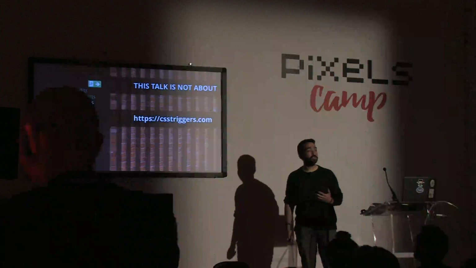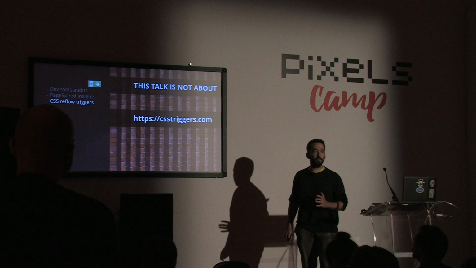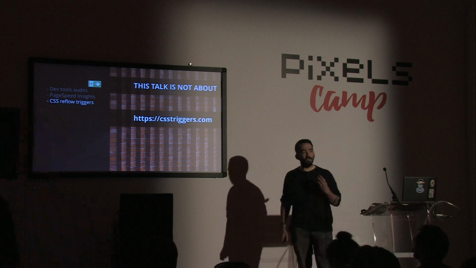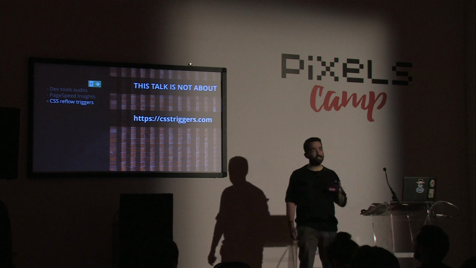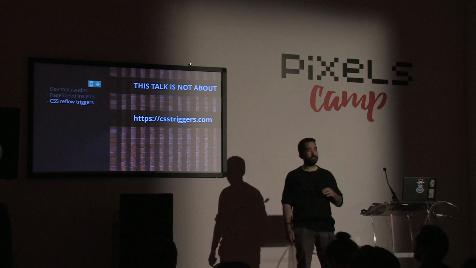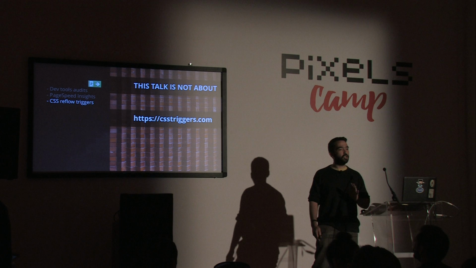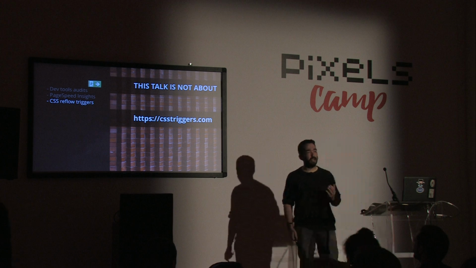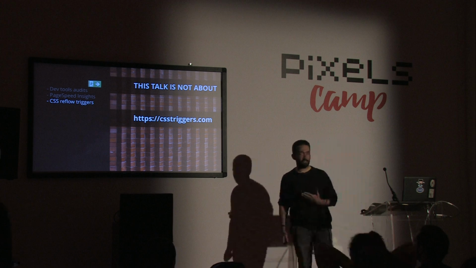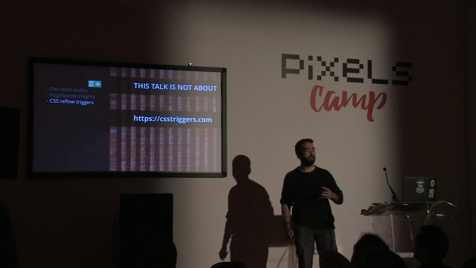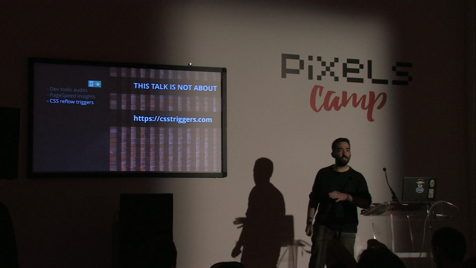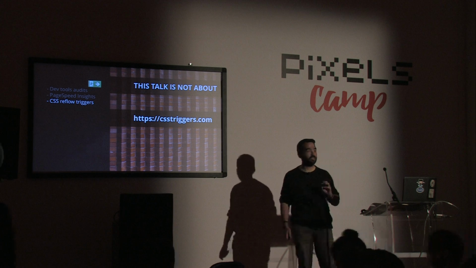And this talk is also not about CSS reflow techniques. You know, those little CSS properties that you should be using instead of those others that will actually trigger a browser reflow or make things go slower. This talk is not about that. If you're into that, I highly recommend this website, csstriggers.com. This website has this huge table that you can search and see what you should be using instead of what you're actually using in CSS.